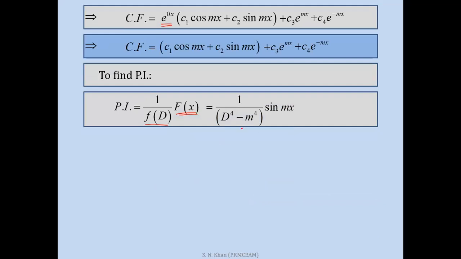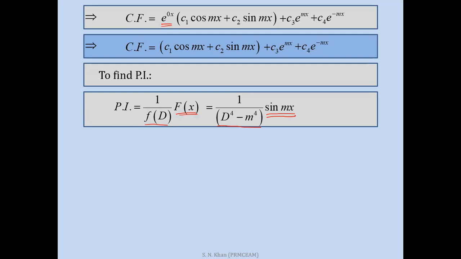It will become 1 upon D to the power 4 minus m to the power 4 operating on sin mx. You have the value of f of D and sin mx, the value of capital F of x. Now we know that if you are calculating PI, it depends on the nature of the given function. Here the function is sin mx. The power of the sin function is 1 here, and it is free from any multiplication with other functions. It means that we can apply case number 2 here.